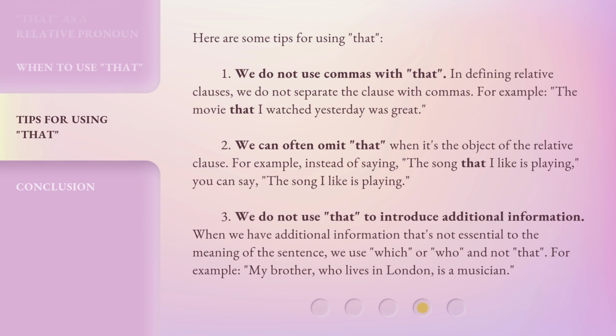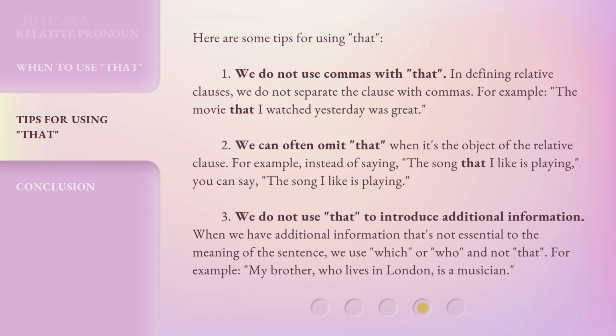Here are some tips for using that. 1. We do not use commas with that. In defining relative clauses, we do not separate the clause with commas. For example, the movie that I watched yesterday was great. 2. We can often omit that when it's the object of the relative clause. For example, instead of saying, the song that I like is playing, you can say, the song I like is playing.